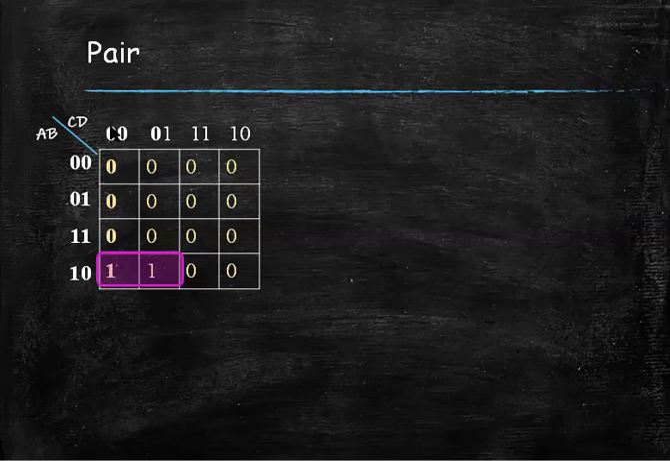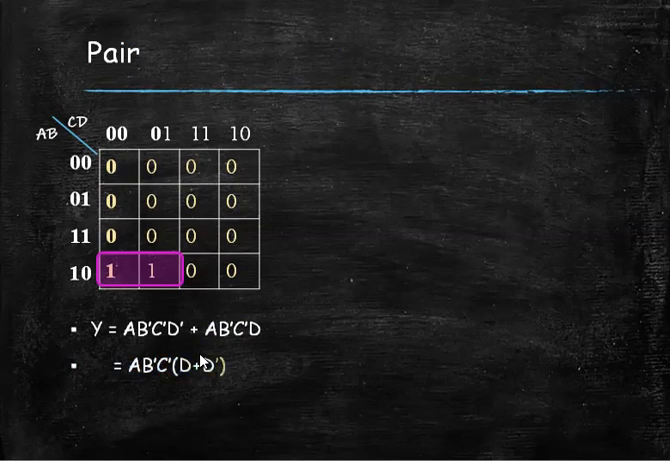Here it is for C. C is 0 here and it is also 0 here. But look at the D. D is 0 here and it is 1 here. D changes. Then what will be the final result? Final result must be A, B bar, C bar. Y must be equal to A, B bar, C bar. Is it?